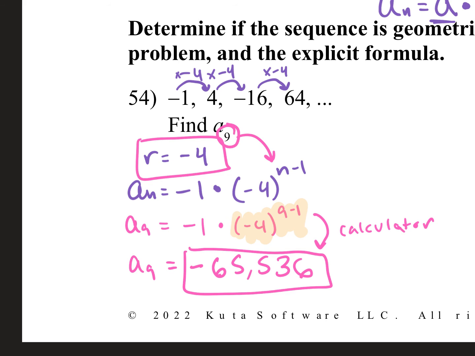You could also check the sign. So this is our first term. This is our second. This is the third. This is the fourth. So it's asking us for the 9th term, which 9 is an odd number. So we just look at the signs of the odd ones, which would be negative. So that tells us our answer is going to be negative.